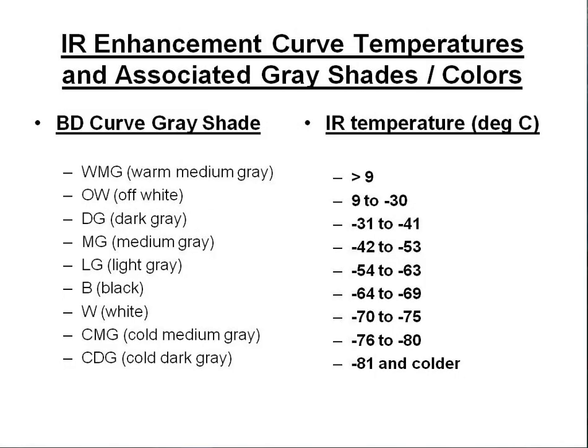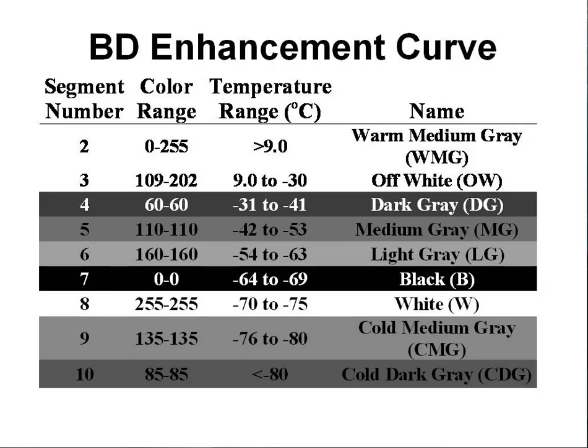Here's the list of temperature ranges with the BD enhancement curve. Abbreviations are shown, and this terminology is used for the different shades of gray. This chart shows what those shades actually look like and what their numerical values are on a scale where 0 is black and 255 is white.